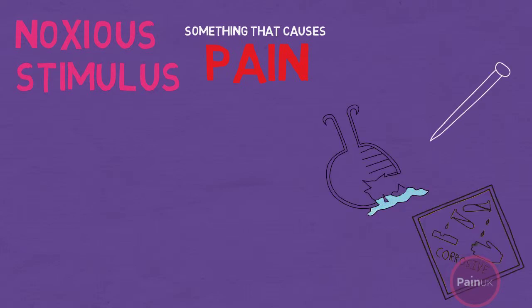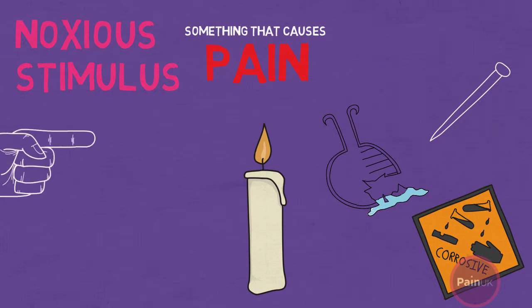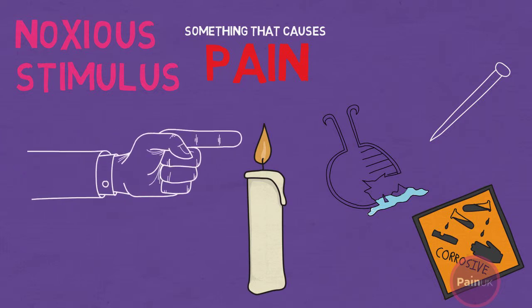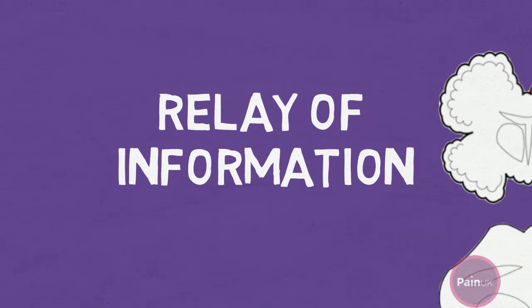A noxious stimulus essentially means something that causes pain. A noxious stimulus is typically mechanical, chemical, or thermal in nature. Examples of such stimuli include a needle, broken glass, corrosive chemicals, or heat from the flame of a candle. Upon interaction with a noxious stimulus, pain neuronal pathways become activated and will trigger the relay of information.